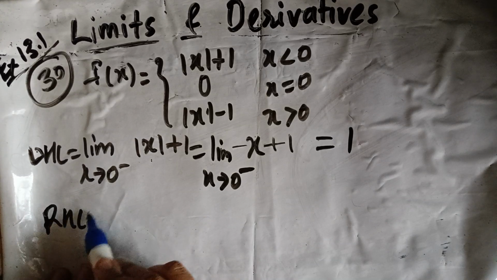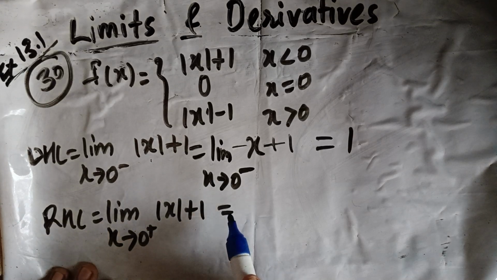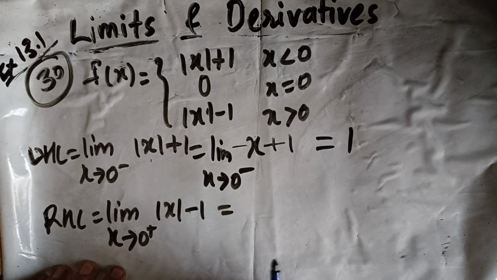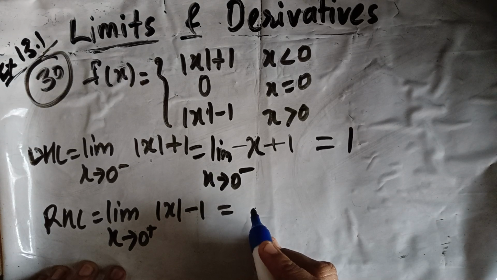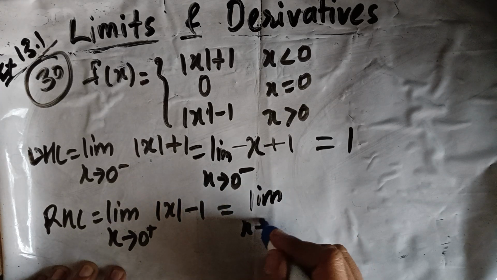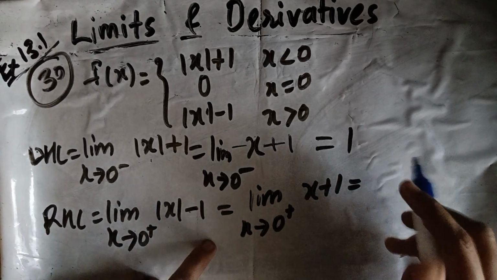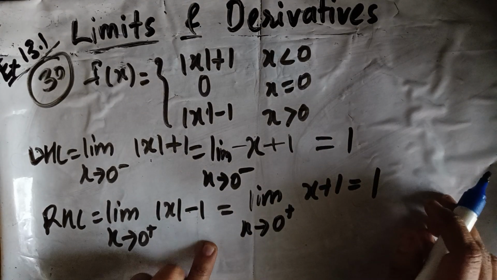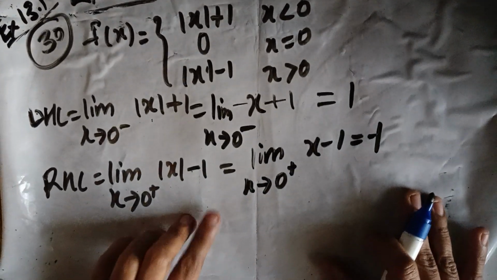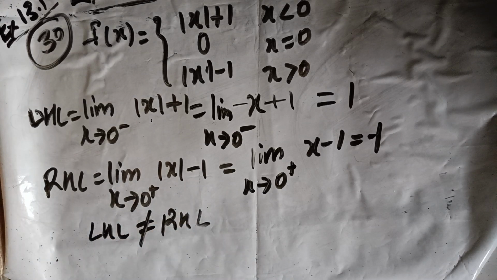Same way for RHL, 0 plus. So this is positive. Put here 0, so it will be, sorry, this is minus 1. So left hand limit is not equal to right hand limit. So limit of f of x does not exist.